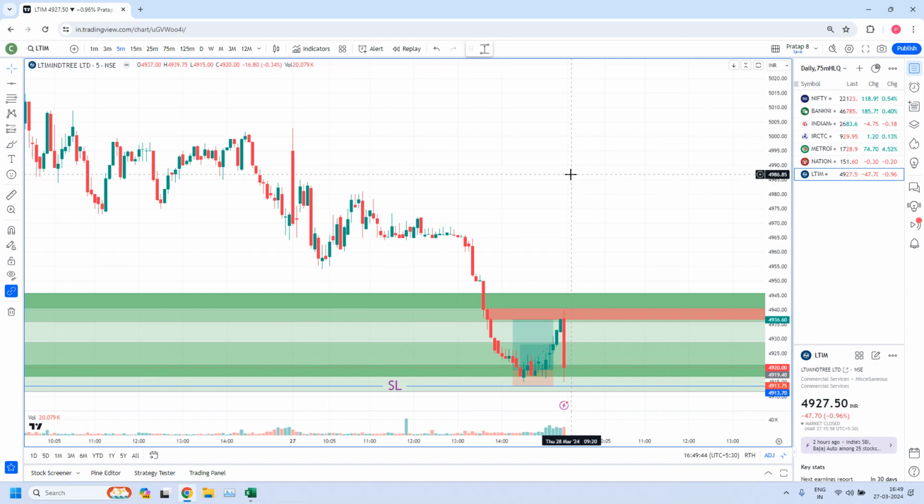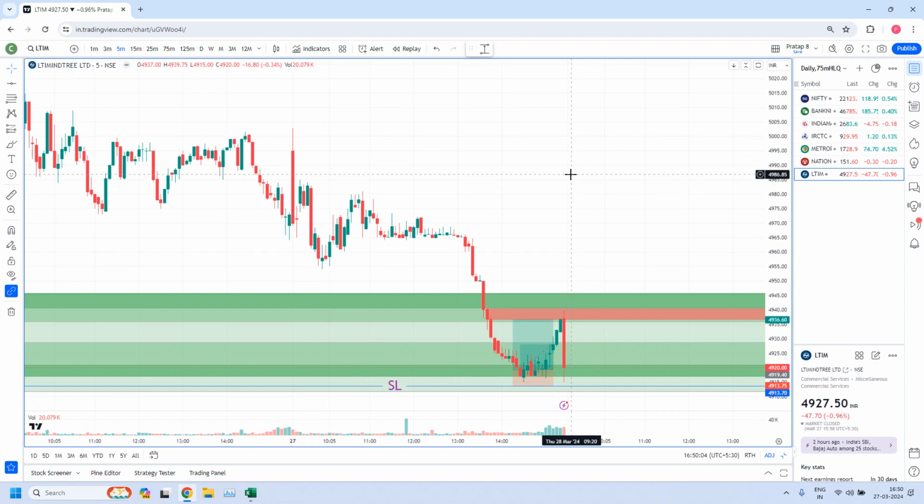So this is about high liquidity zones identified. Hope you learned some important points from this video. Especially, those zones created by the retail traders you should not consider.